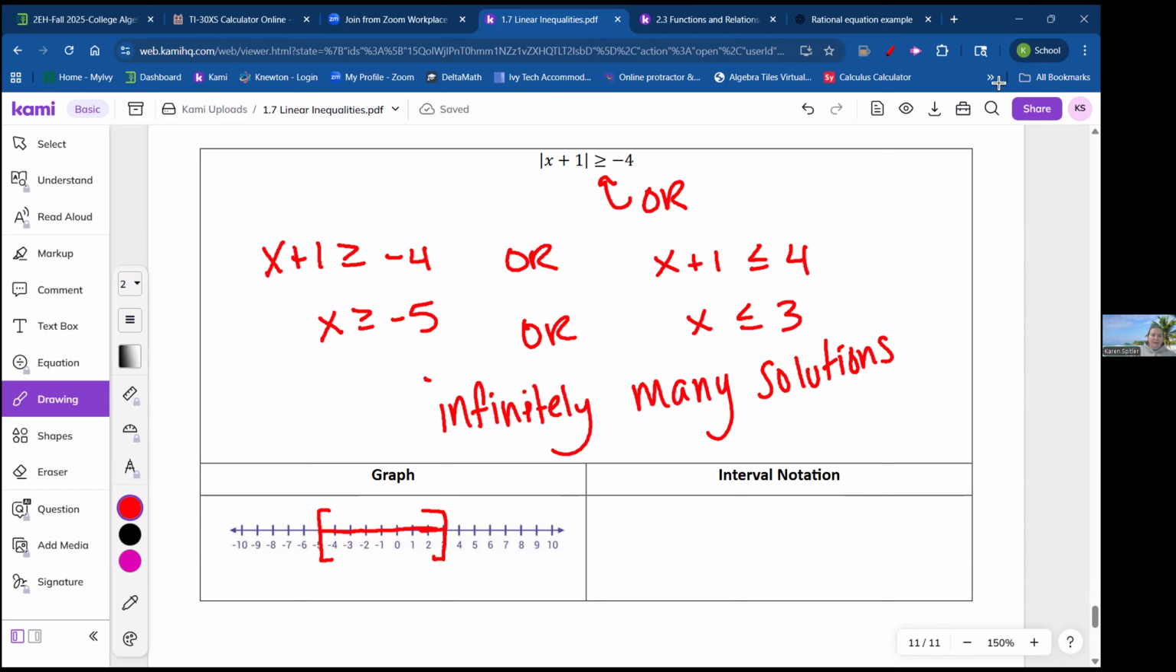Because technically, less than 3 keeps going and going and going, and greater than -5 also keeps going and going and going. So we've covered the entire number line. So if my OR inequality ends up with an AND graph, it's infinitely many solutions, so -infinity to +infinity. If my AND inequality ends up with an OR graph, it is no solutions. Crazy, right?